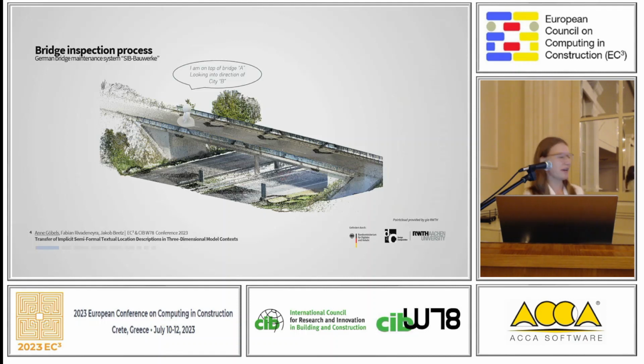When you want to inspect a bridge, of course, you should know which bridge you are currently at. And then you have to document the viewing direction. So you have to say, I'm looking into the city, into the direction of city B, and based on that, you can make statements like, that's the rear abutment, that's the left railing, and so on.